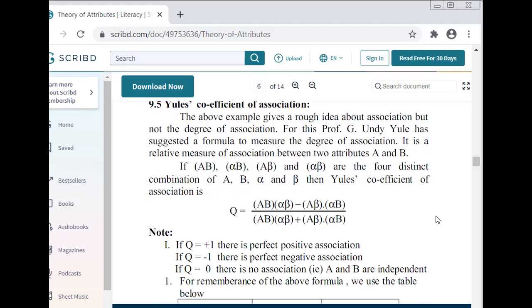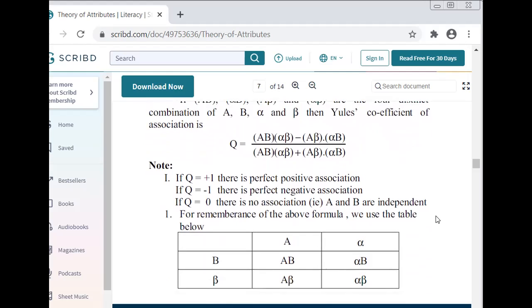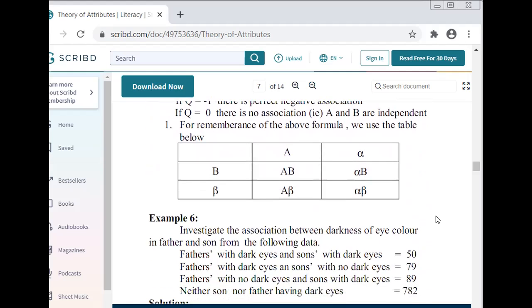Now here, if Q equals plus 1, there is a perfect positive association. After substituting all known values in this formula, if Q equals plus 1, the result is a perfect positive association. If the Q value is minus 1, there is a perfect negative association. If Q equals 0, there is no association between A and B; you can say that A and B are independent. Based on this, now we will see the problem.